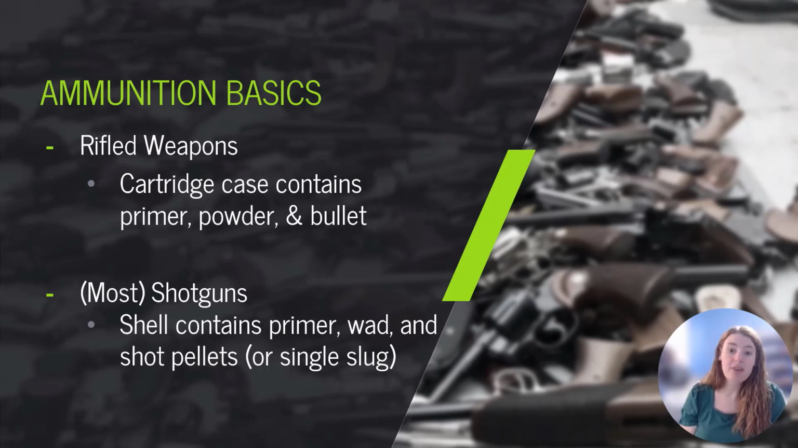Most shotguns are not rifled, meaning they don't provide a spin to the projectiles within. Instead, shotguns usually contain a shell. Like cartridge casings, shells contain a primer and powder, but the primer and powder are packed in using a wad, which is typically cotton, and then loaded with smaller shot pellets. The pellets provide a wide dispersion of projectiles. Sometimes shotgun shells can be loaded with a single projectile called a slug instead of the pellets.